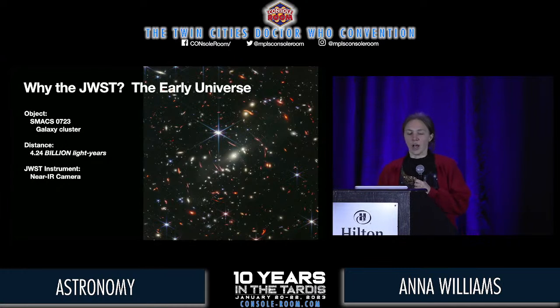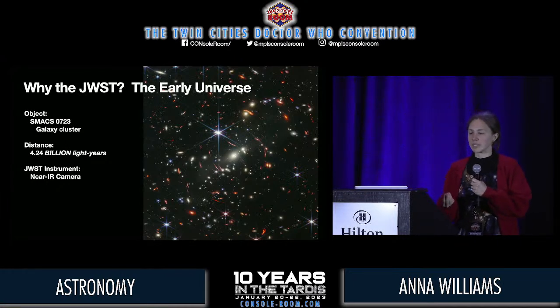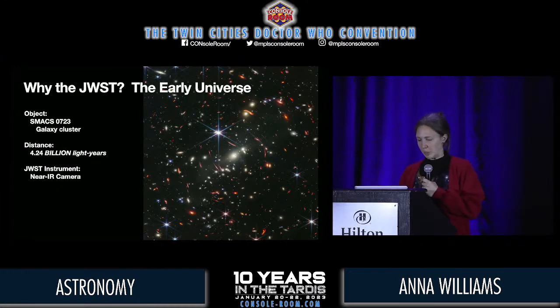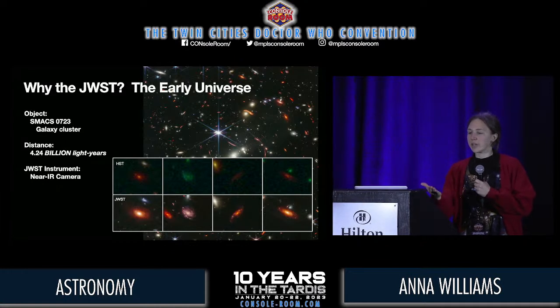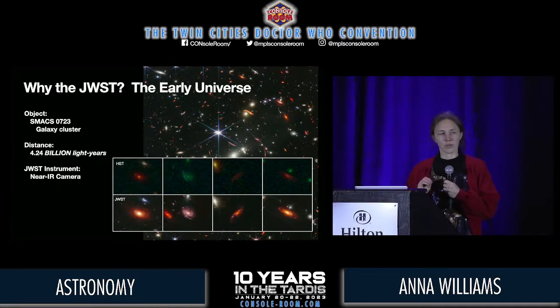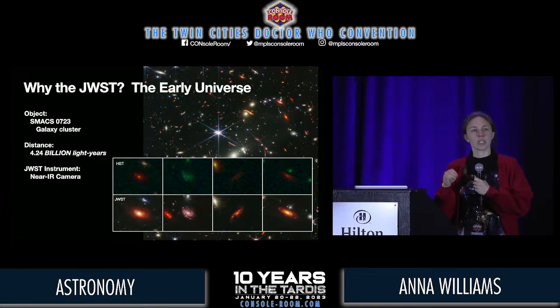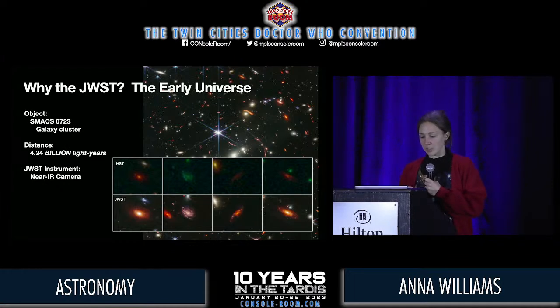Okay, so all of the light that we're collecting from this object, at least associated with the galaxy cluster, is 4.24 billion light years. And so something that I think is pretty amazing is here is a zoom in on a couple of the galaxies associated with this galaxy cluster. And in the top row, you see images that were taken with the Hubble Space Telescope. And in the bottom, you're seeing images with the JWST.